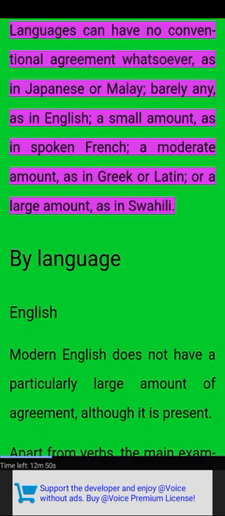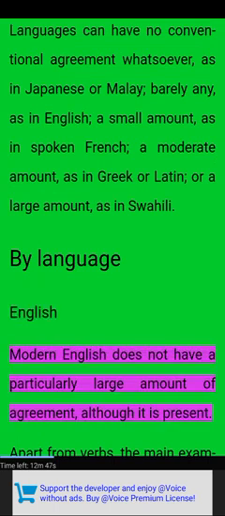Languages can have no conventional agreement whatsoever, as in Japanese or Malay, barely any, as in English, a small amount, as in spoken French, a moderate amount, as in Greek or Latin, or a large amount, as in Swahili. By language. English. Modern English does not have a particularly large amount of agreement, although it is present.